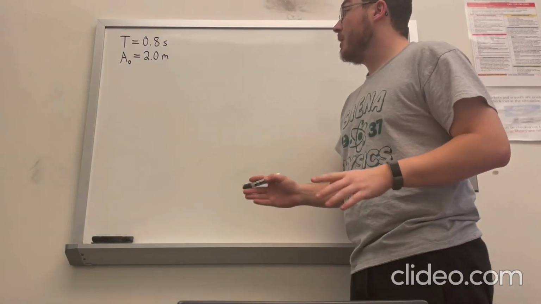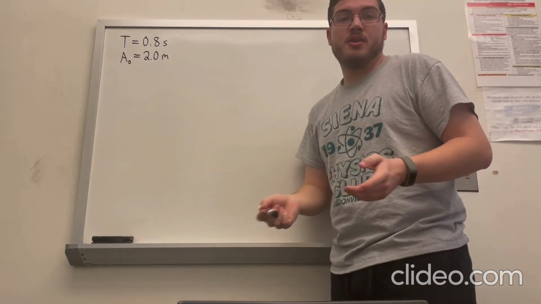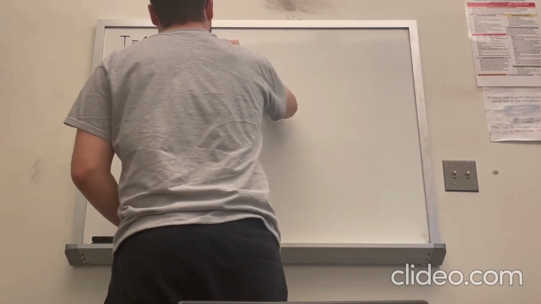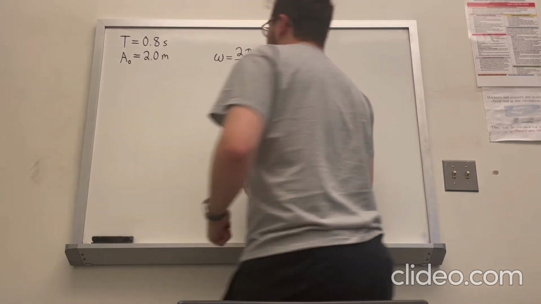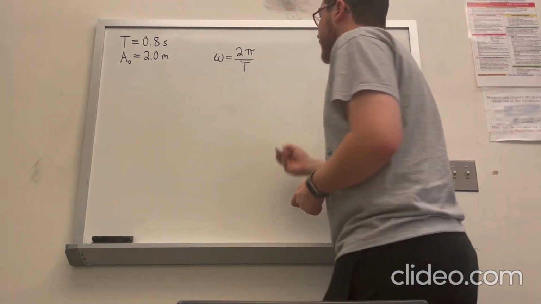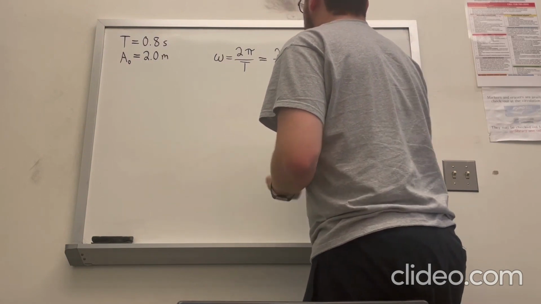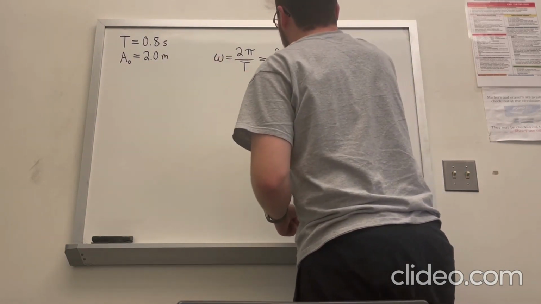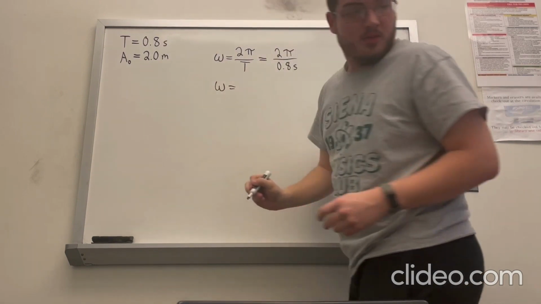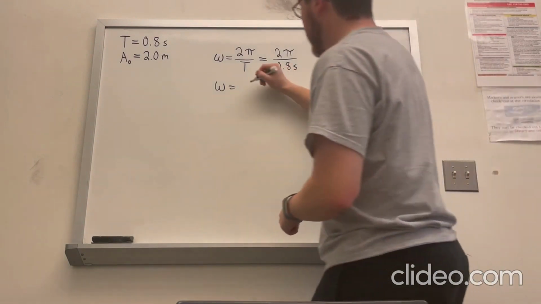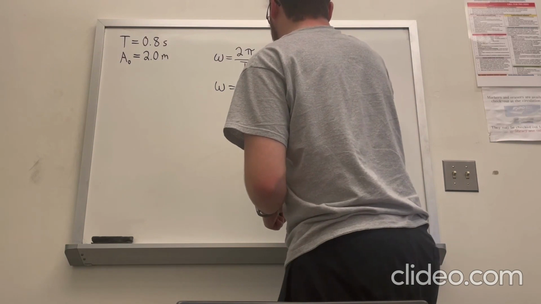Okay, so if we know that the period is 0.8 seconds, and we know that the initial displacement is 2 meters, we can use the equation omega equals 2 pi over the period to solve for our angular frequency. So 2 pi on the top, and the period is 0.8 seconds, and then omega would equal approximately 7.853 radians per second.